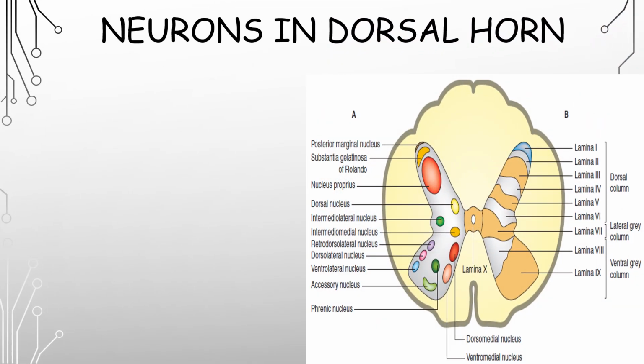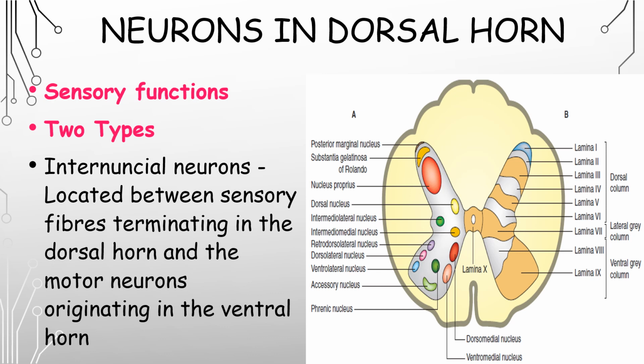Neurons in the dorsal horn are involved in the sensory functions. The dorsal horn neurons are of two types. The first one is the internuncial neurons. These neurons are located between the sensory fibers terminating in the dorsal horn and the motor neurons which are originating in the ventral horn.